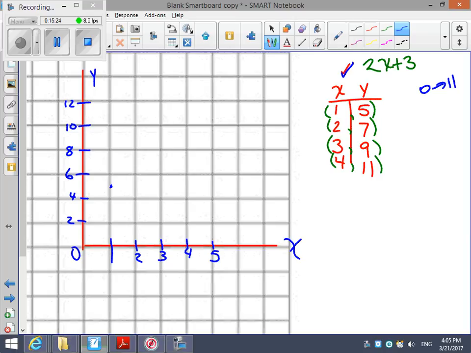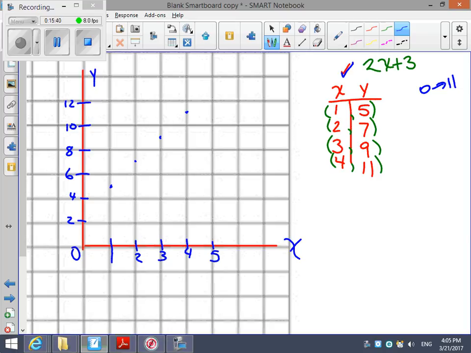Our next one would be 2, so over 2, up 7. The 7 is halfway between the 6 and the 8. The next one is 3, 9, so we're here and here. And the next one is 4, 11.